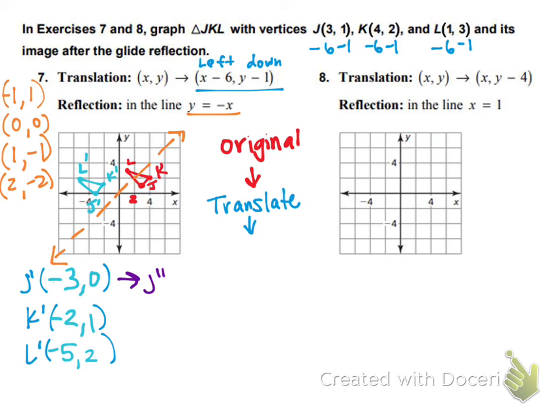Then we're going to reflect. You're right. Told you it was a long break. Negative x is when you go left to right, you're going downhill.